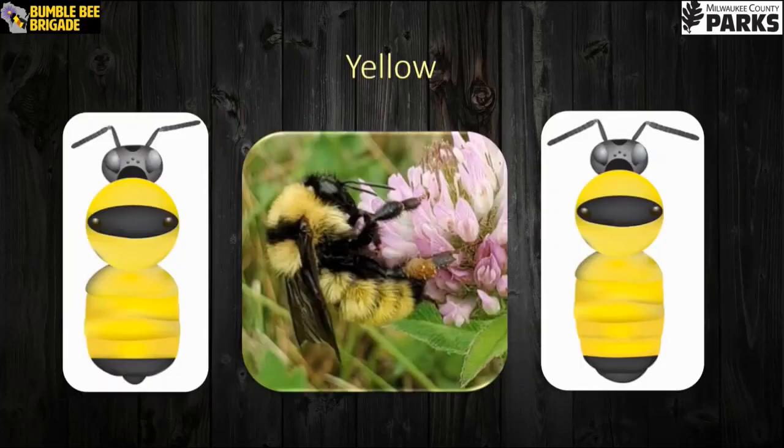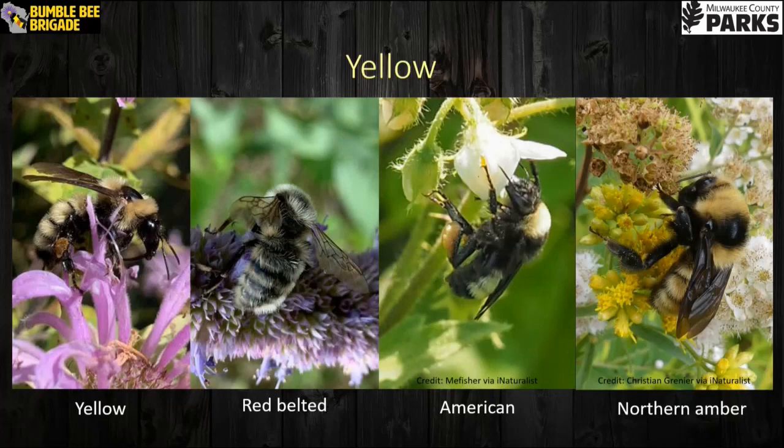Yellow bumblebees have mainly yellow abdominal segments with only the bottom couple being black, and the thorax has a wide black band across it. Males and females both have black vertices and black faces. Yellows can be confused with American, northern ambers, and occasionally red-belteds.